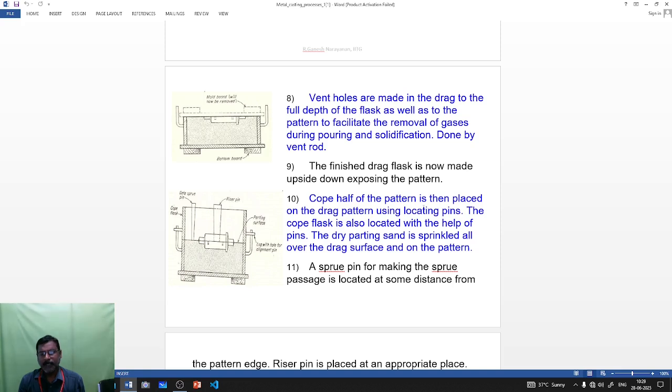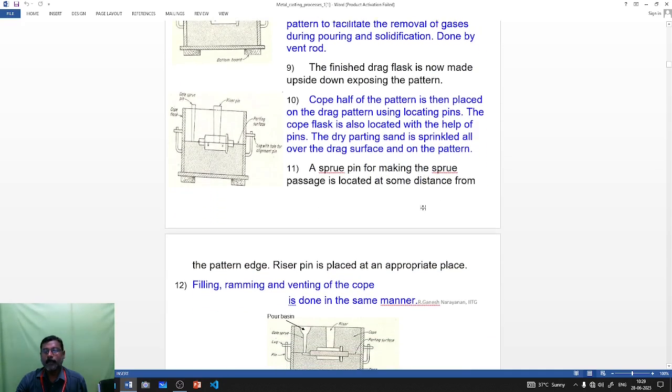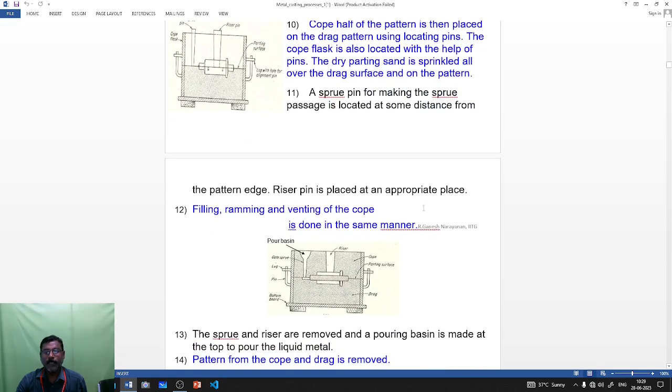The finished drag is now turned upside down, exposing the pattern. The cope half of the pattern is then placed on the drag pattern using locating pins. The cope flask is also located with the help of pins. The dry parting sand is sprinkled over the drag surface and the pattern. A sprue pin for making the sprue passage is located at some distance from the pattern edge. A riser pin is placed at an appropriate place.